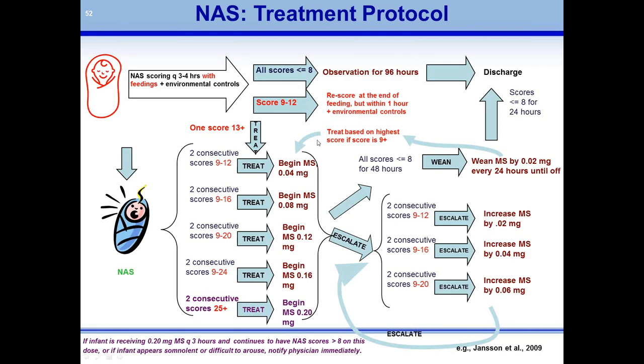This is an example of our treatment protocol. So I know it looks quite complicated, but the importance was that our dose of morphine that we started with was based upon the severity of the score. So a baby that gets a 9 to 12 would start with 0.04 milligrams versus a baby that would start with 9 to 24 would immediately start with 0.16. We had the ability to escalate it if the baby wasn't responding. We'd escalate the dose, and then we had the ability to wean by 0.02 milligrams, I'm sorry, and we did that every 24 hours until the baby was off, unless, of course, we had to escalate again.